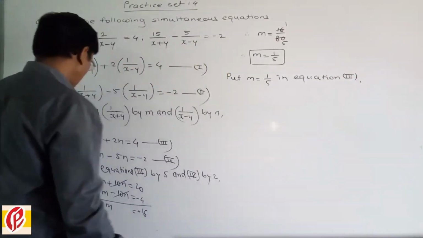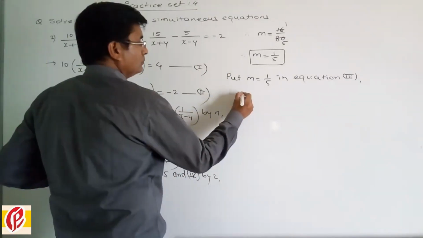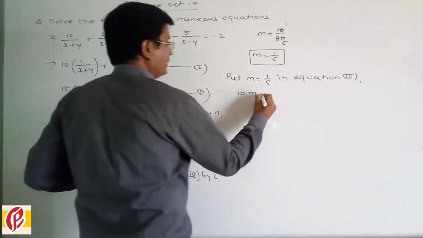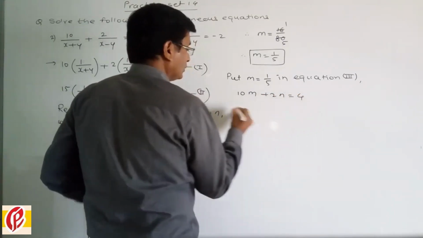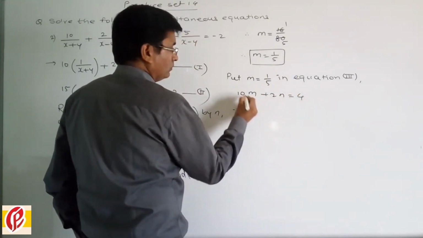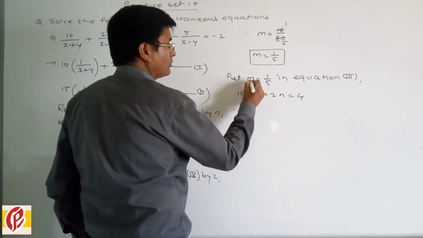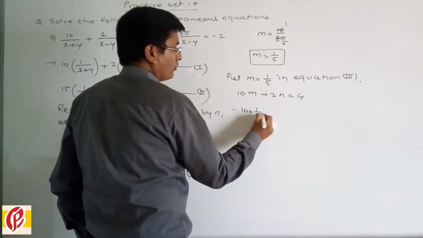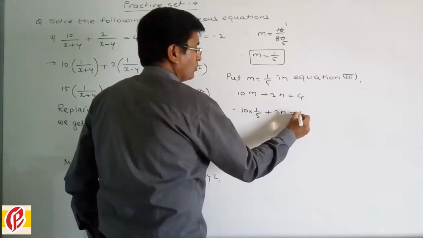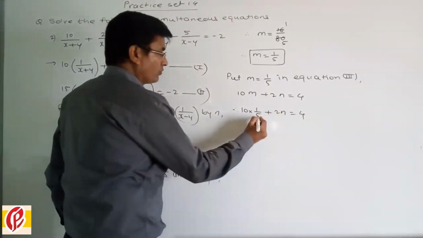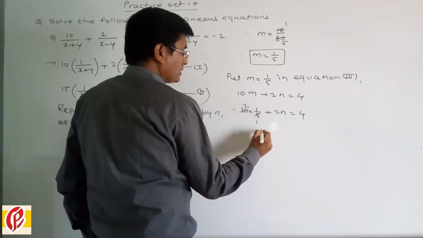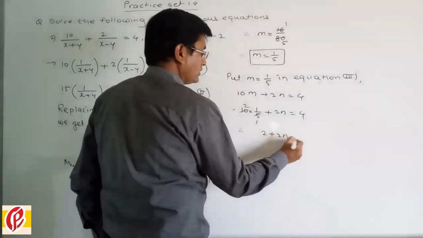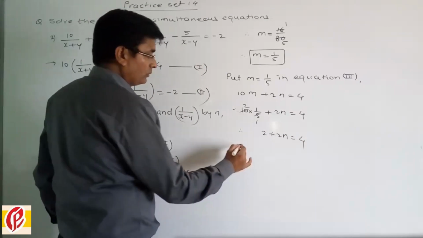So what is equation 3? 10m plus 2n is equal to 4. Therefore 10 into, what is the value of m? 1 upon 5, plus 2n is equal to 4. So 5 twos are 10, so 2 plus 2n is equal to 4.